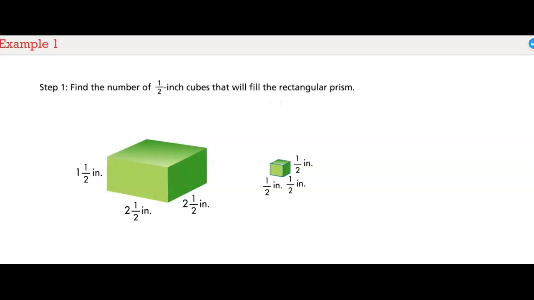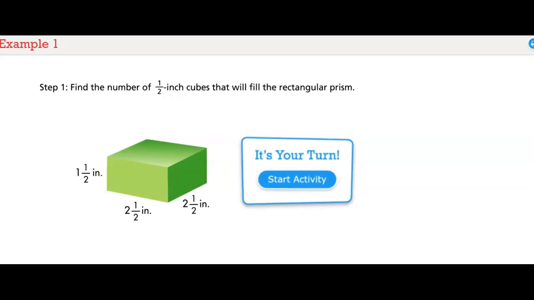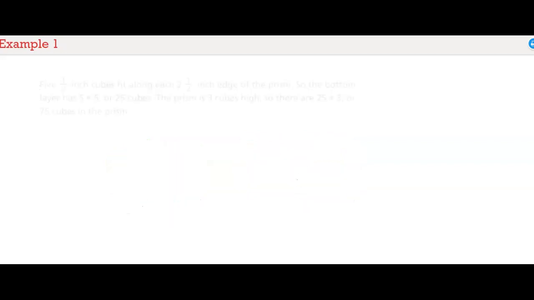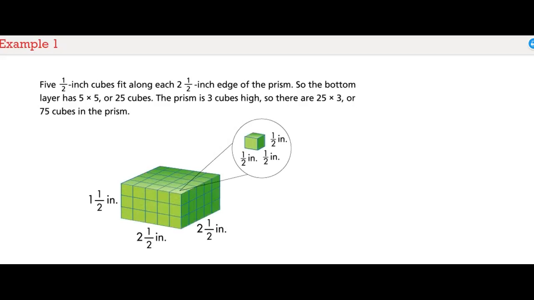Step 1. Find the number of 1/2-inch cubes that will fill the rectangular prism. Five 1/2-inch cubes fit along each 2 1/2-inch edge of the prism. So the bottom layer has 5 times 5, or 25 cubes. The prism is 3 cubes high, so there are 25 times 3, or 75 cubes in the prism.